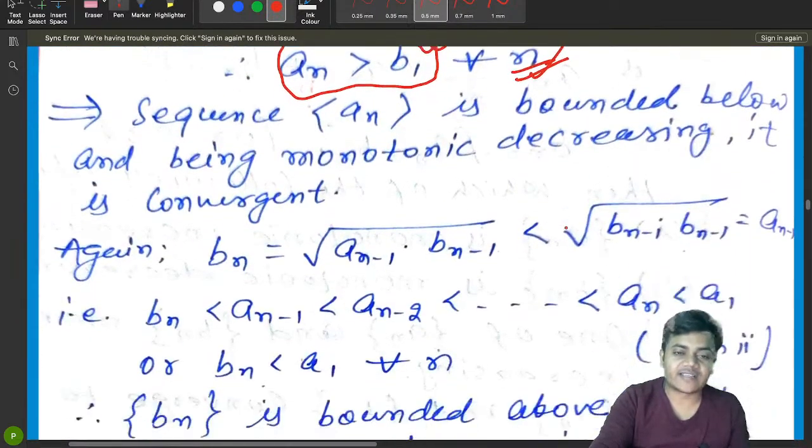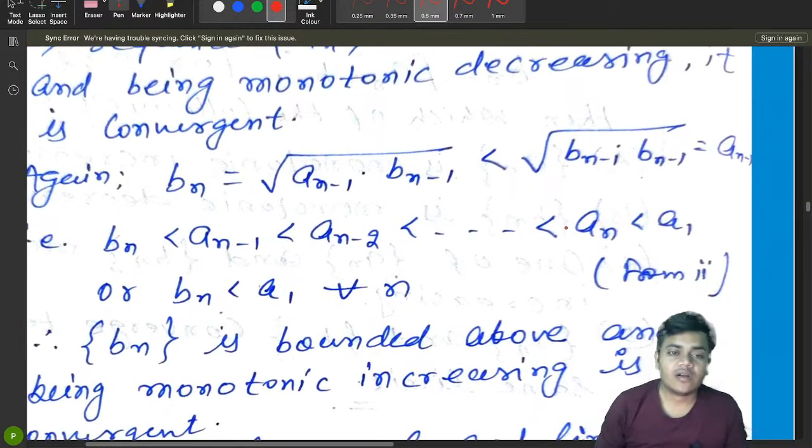So that's why it's convergent. Now, if we have Bn is equal to under root An minus 1 into Bn minus 1, and if we replace this An minus 1 with Bn minus 1, then under root Bn minus 1 into Bn minus 1, this will be what? I think I must write An minus 1 over here, and thereafter this inequality holds good.